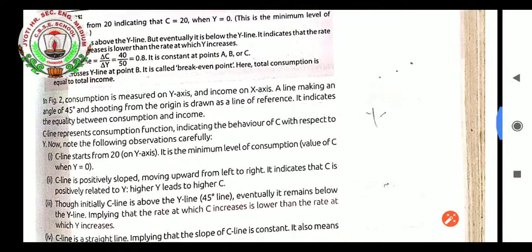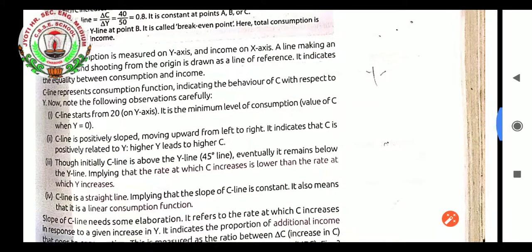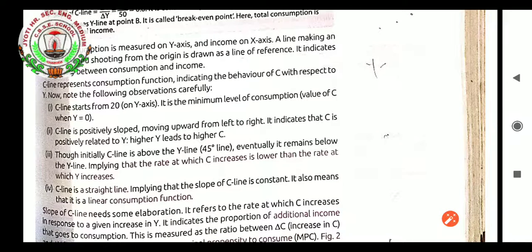In figure 2, consumption is measured on the y-axis and income on the x-axis. A line making an angle of 45 degree and shooting from the origin is drawn as a line of reference. It indicates the equality between consumption and income, as I already explained to you. C line represents the consumption function, indicating the behavior of C with respect to Y. Now note the following observations carefully. C line starts from 20. It is the minimum level of consumption, the value of C when Y equals 0.